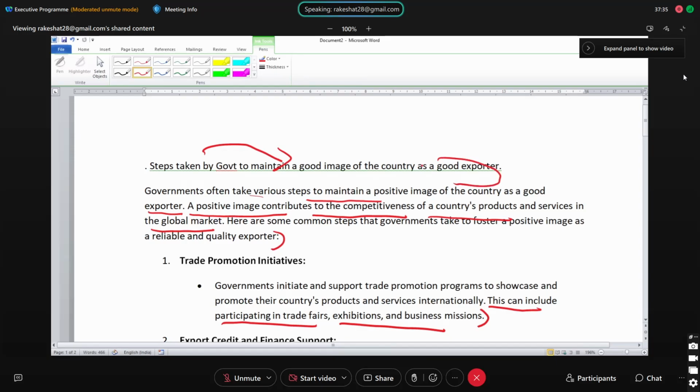Got it? Yes, sir. So one more thing we can add is the grievance redressal system for importers and exporters. Exactly, you can also add that. Can we say that here, sir? Yes, why not?